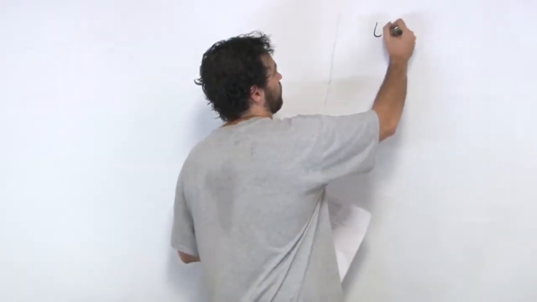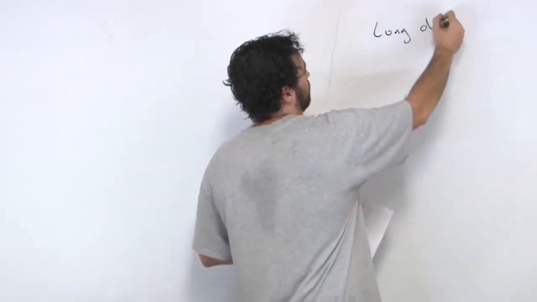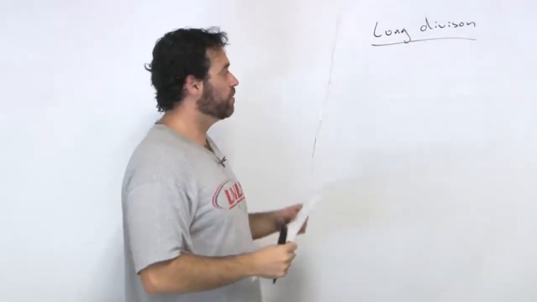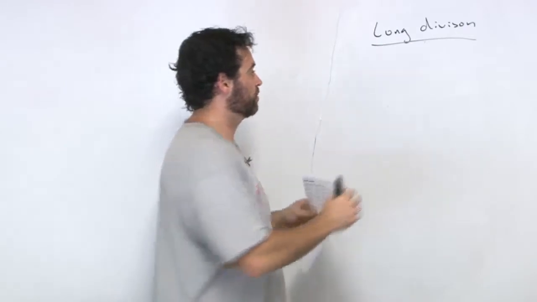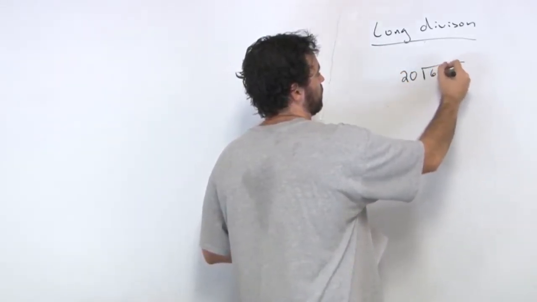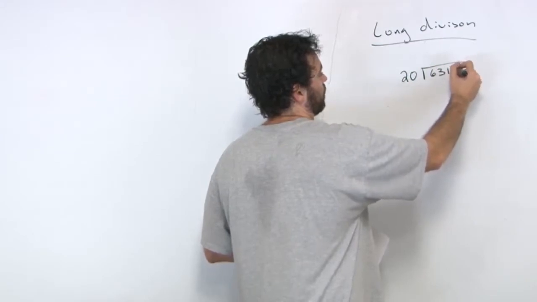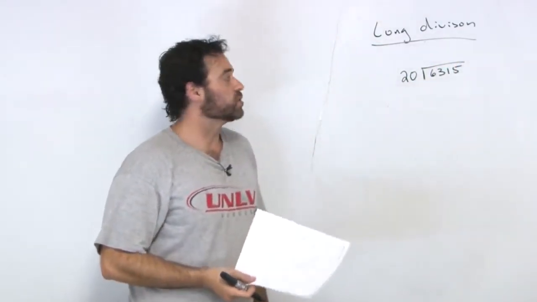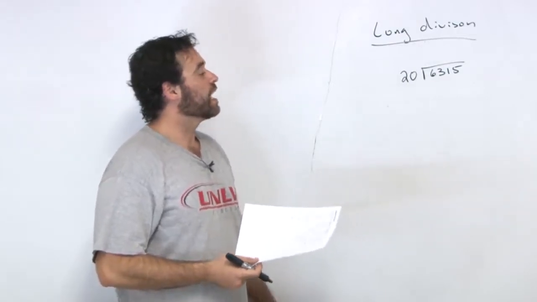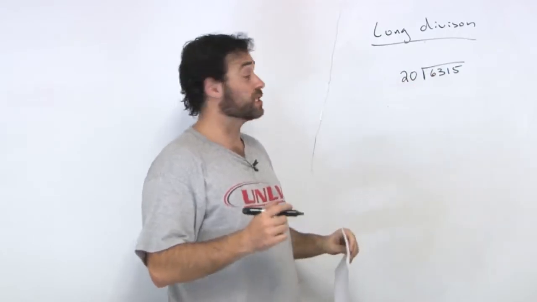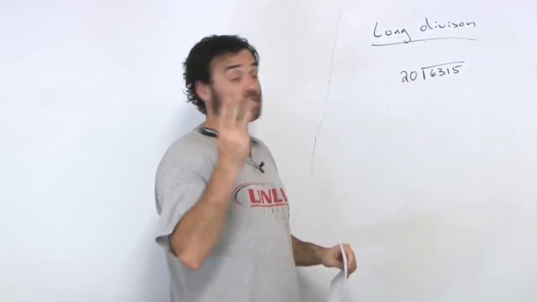So if I talk about long division, just for a second, let's pull back. You remember how we do long division, the same algorithm. Say I want to divide 20 into 6,315. We want to use long division to divide that in. How do I do that? I say 20 doesn't go into 6, but 20 does go into 63. How many times? 3 times.